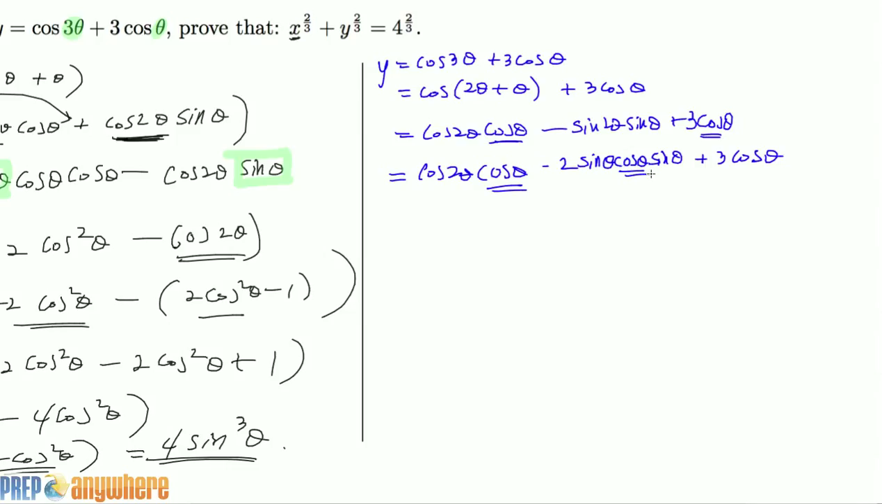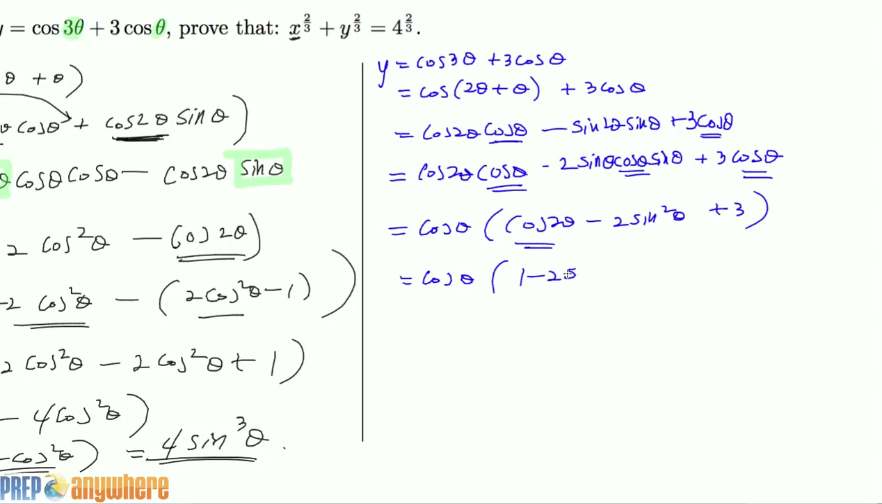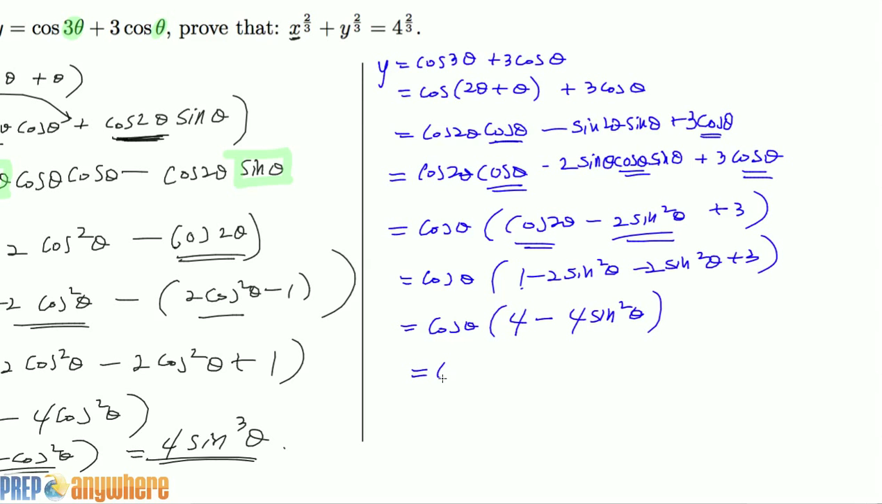Okay, so let's factor out the cosine. And we get cosine of theta times cosine of 2 theta minus 2 sine squared theta plus 3. Now, for the cosine of 2 theta, it's clear that I should pick this one, so I can combine it with this one. So I can add the 1 and 3, and I get 4. Factor out the 4, you get cosine of theta, and 1 minus sine squared theta is cosine squared theta. So we have 4 times cosine cubed theta.